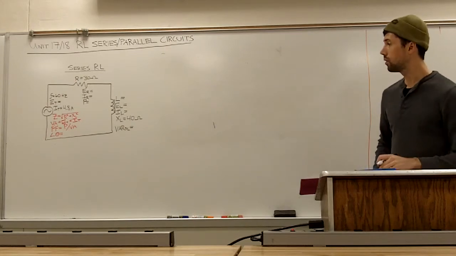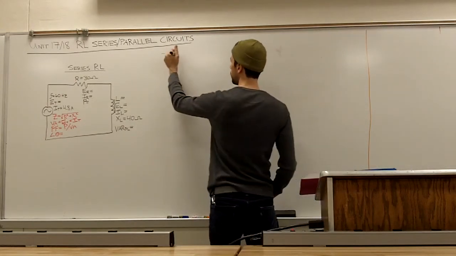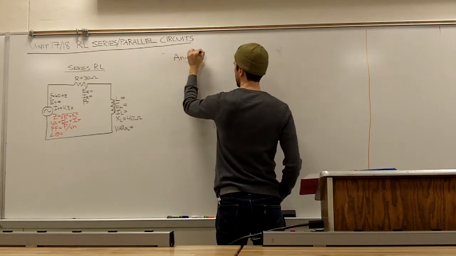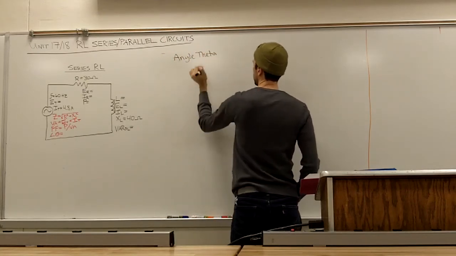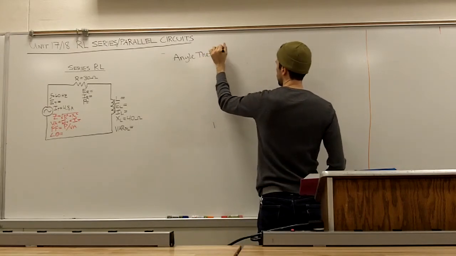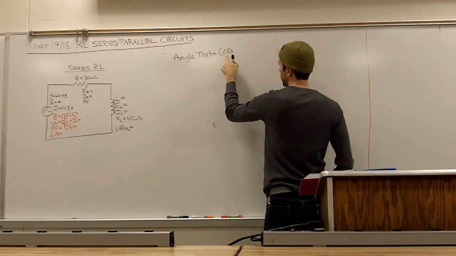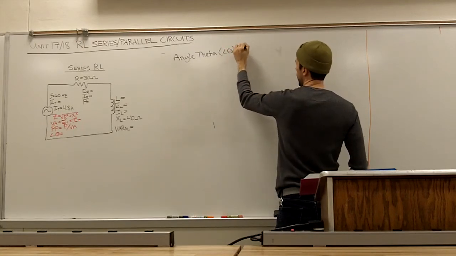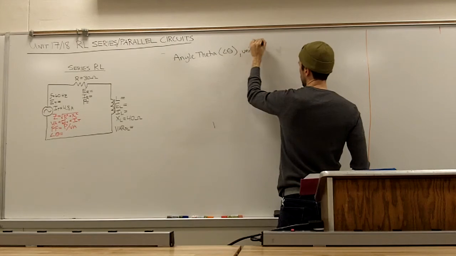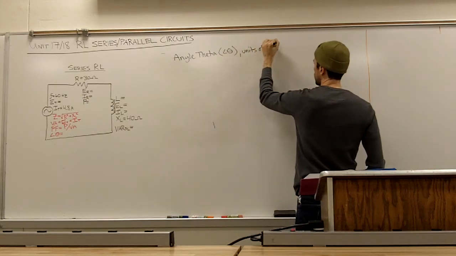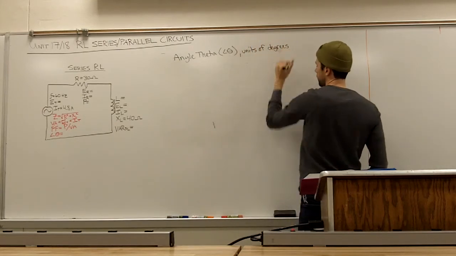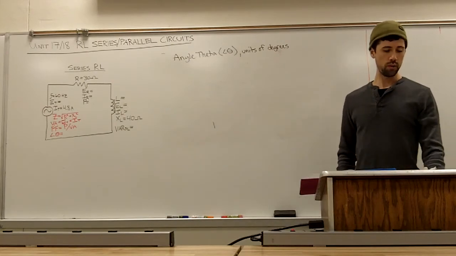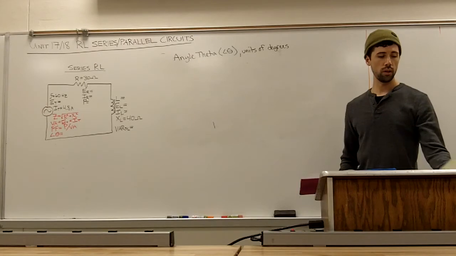And our final new circuit value here is angle theta, symbolized by the Greek letter theta. And this has units of degrees. Angle theta tells us the angular displacement by which the voltage and current are out of phase with each other.